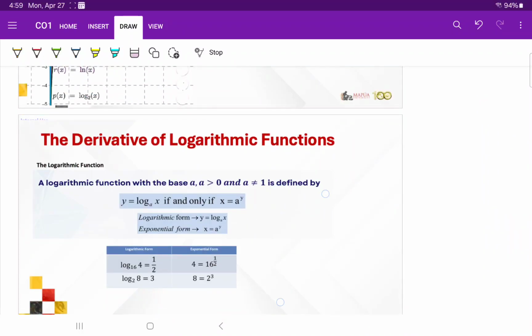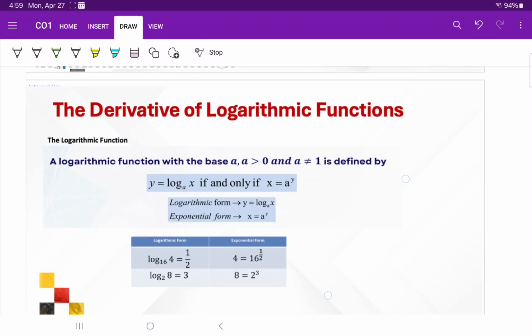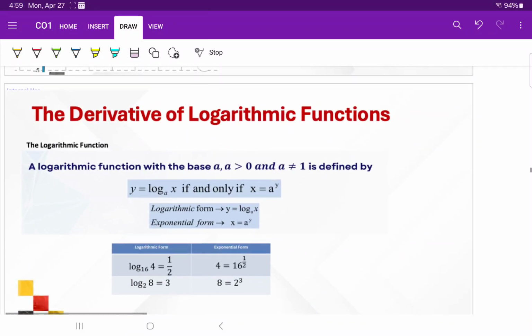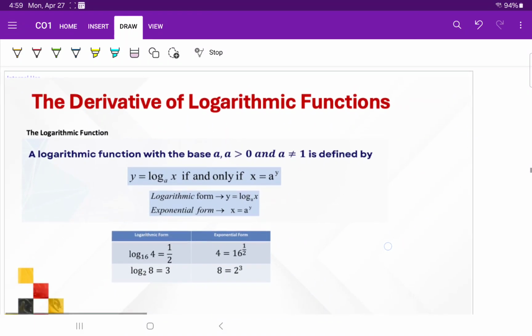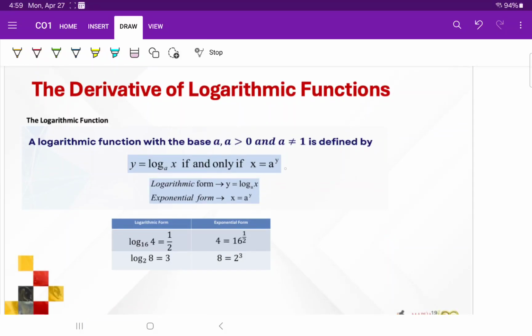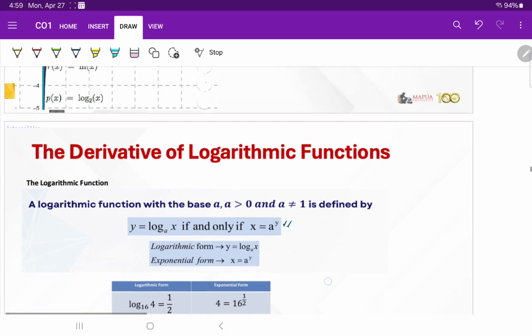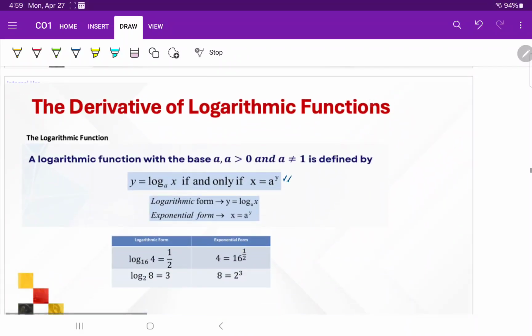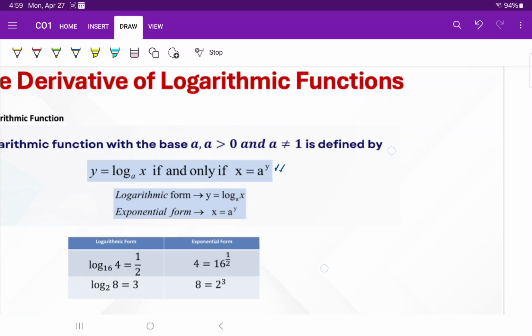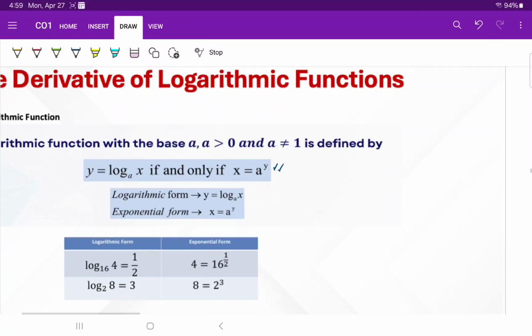Alright, let's go over this one. A logarithmic function with a base a where a is greater than 0 and a not equal to 1 is defined by this one. So, what was said here earlier: y is the log of x to the base a if and only if x is a to the y. So y is the log of x to the base a is in the logarithmic form, and x is a to the y is in the exponential form.